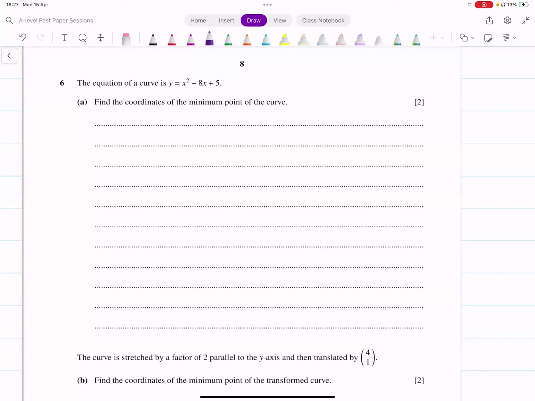Which paper? It's November 2021. Some variant of paper 4. I'm talking about M1. I don't remember the exact variant. I think it's a 1 or 2 variant, 4.1 or 4.2, November 2021. Okay.